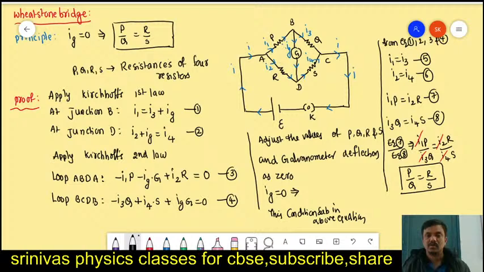Right, let us go for the next one. I'm going to erase this. If P by Q equal to R by S, current through the galvanometer is 0, which means we can remove the galvanometer part. When we remove the galvanometer part, you will get it like this. You can find the effective resistance in this, which you will learn clearly if you follow the previous lectures.